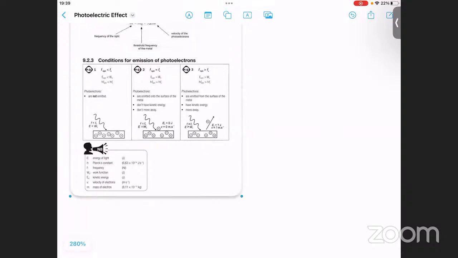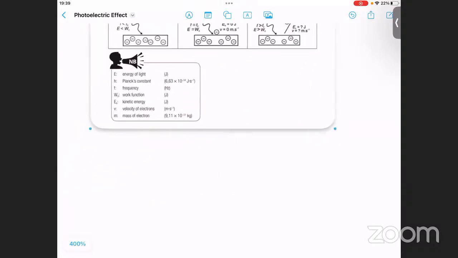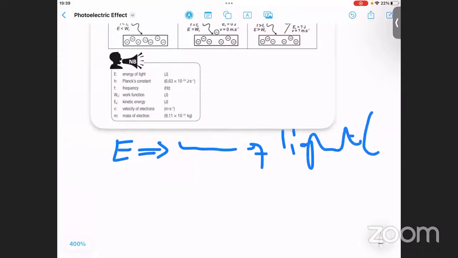Okay, so as you can see over there, honorable members, we've got the E, which refers to the energy of what? Of light. We know energy is measured in joules. That H that you saw in the formula is the Planck's constant. It is the Planck's constant.